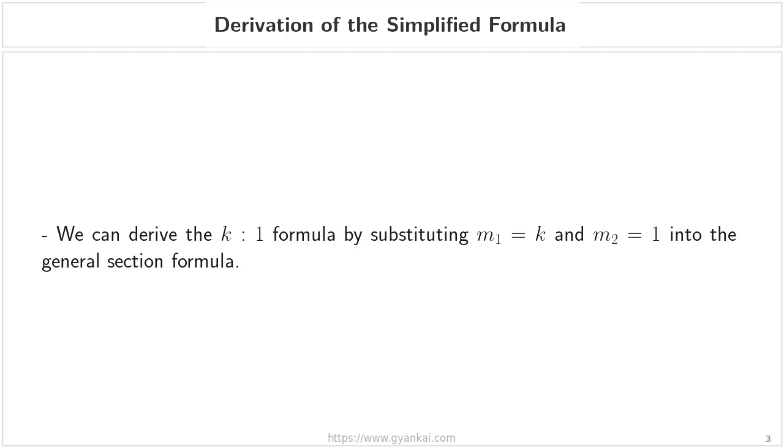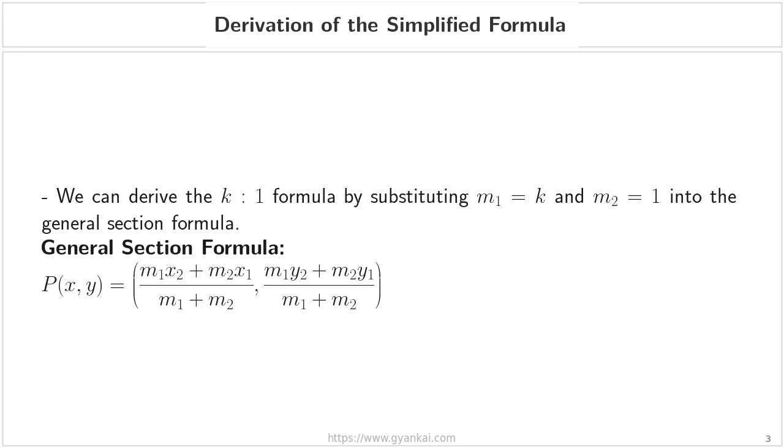Derivation of the simplified formula. Now that we understand the logic behind why we can express a ratio as k to 1, let's look at how we actually derive this simplified formula. You don't need to memorize a brand new formula. Instead, we are simply going to transform the general section formula you already know.